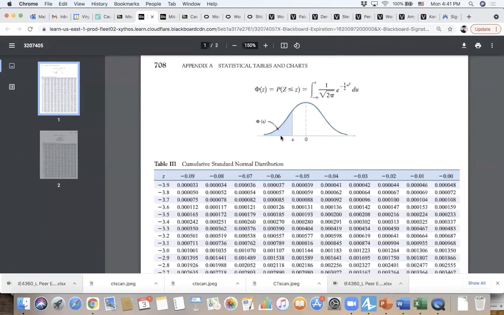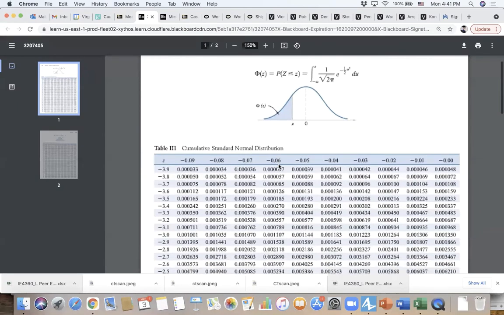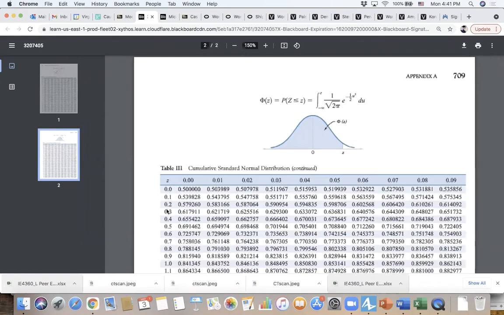You see here, this is the shaded area, right? So that means for every z we pick from this table, the probability that we find in the body of the table is the probability of z less than our value. Even if the z is positive, it still tells us the probability of z less than this value, no matter if z is positive or negative.